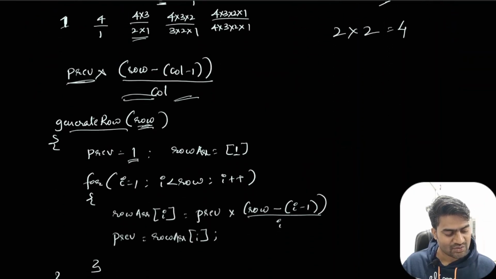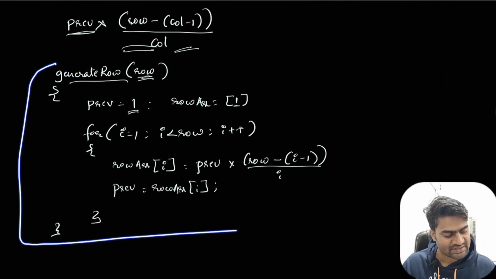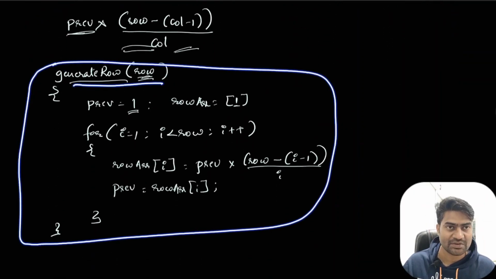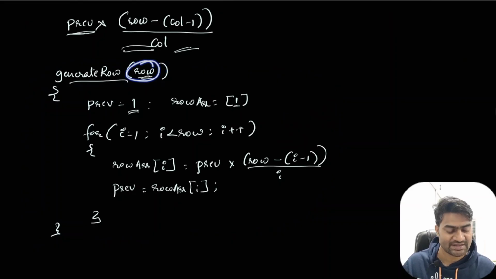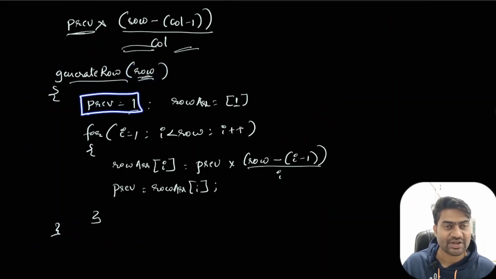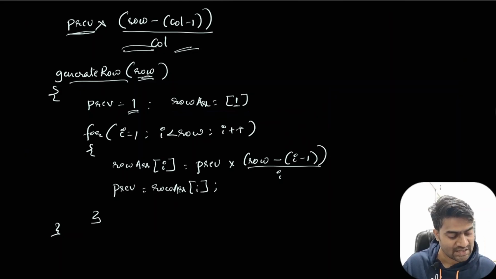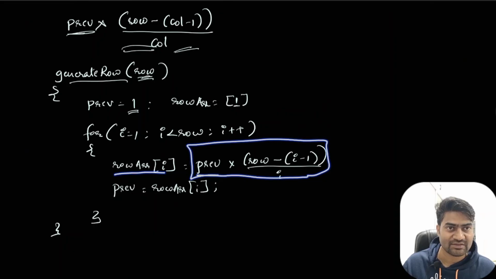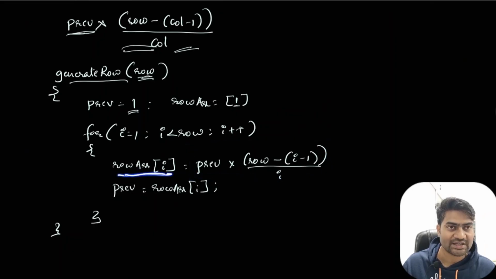I have also copied our previous method, generate row, which accepts the row index. We have taken a previous variable to remember the previous value. Then we have taken an array to store that entire row. Then from i equal to 1 until our row, we use the formula we discussed in our dry run, and we populate the value.